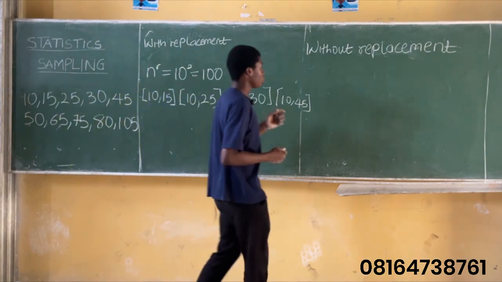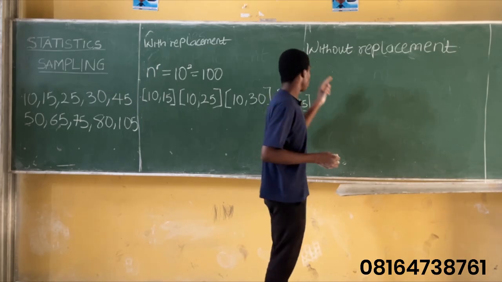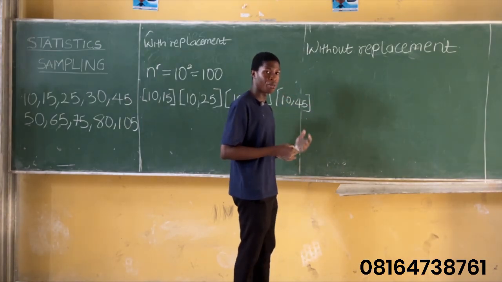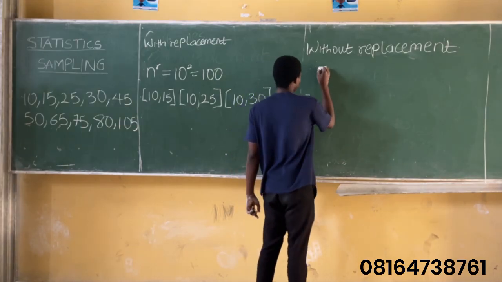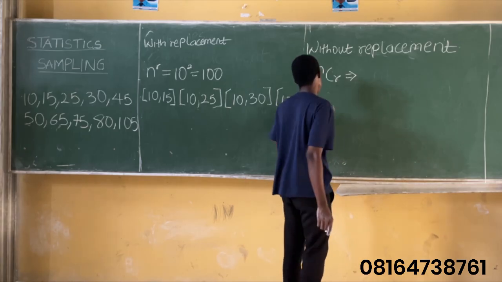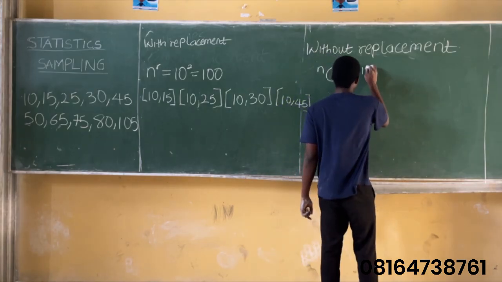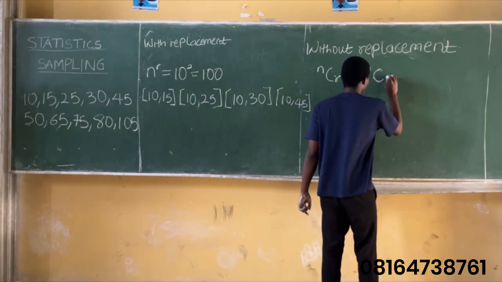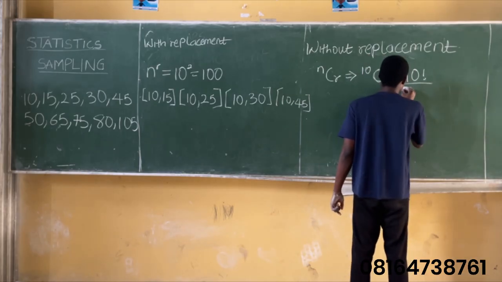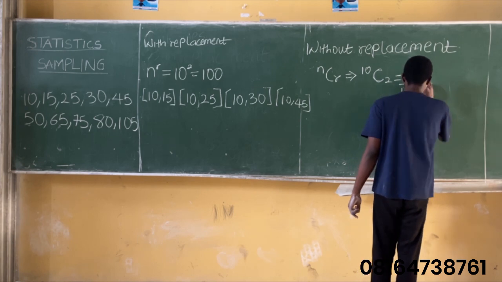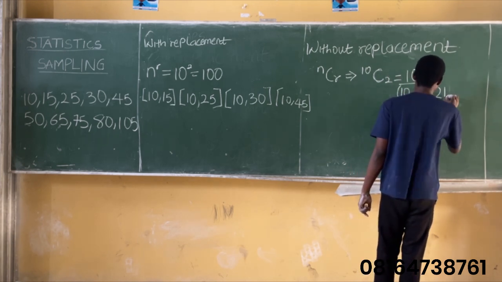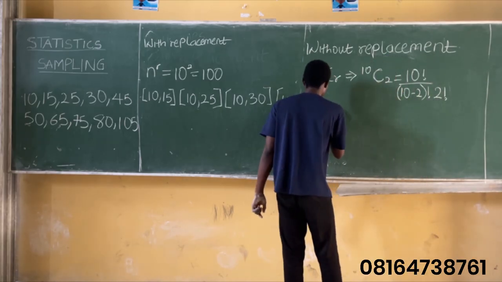So now we'll be constructing the total sample outcomes without replacement. I told you earlier that we are going to be using a combination principle. So this is NCR, where we are finding the total possible outcome, whereby N is 10 and the sample size is 2. So 10 factorial divided by 10 minus 2 factorial. So let's work it out.